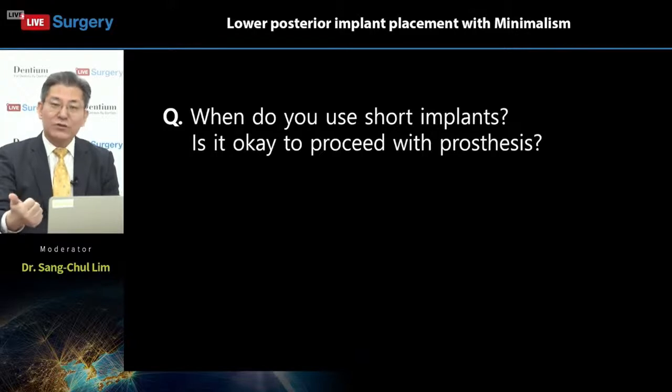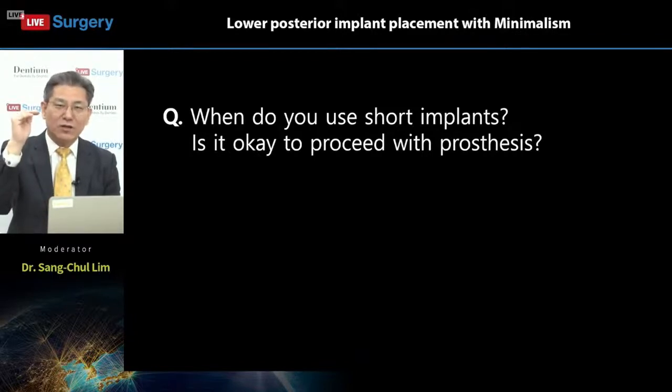First, the reduced lower posterior is the first indication, because of the inferior alveolar nerve, right? Number two, another indication for this short implant is the upper posterior maxilla, due to the maxillary sinus. If you want to avoid even a small sinus lift, just place the implant with a minimalism concept. You can also use a short implant instead of longer lengths.